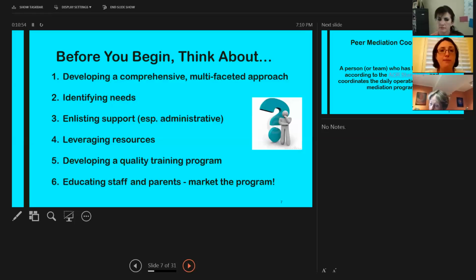Number 5 is very important. This speaks to the training standards that Cindy was talking about. To develop a quality program, we'll talk about the number of minimum hours students need in order to be peer mediators, and likewise, staff who are training need to meet a certain number of hours as well. We have ethics, and one of them is competence, and we talk about do no harm in our field of mediation. And number 6, I already talked about, but parents are a huge untapped resource, so that's another place where you want to market and advocate for the program.